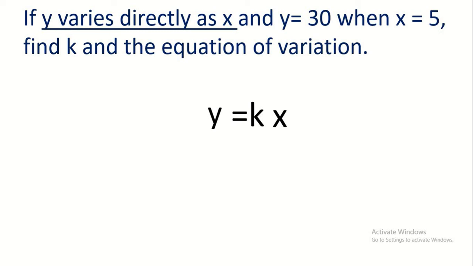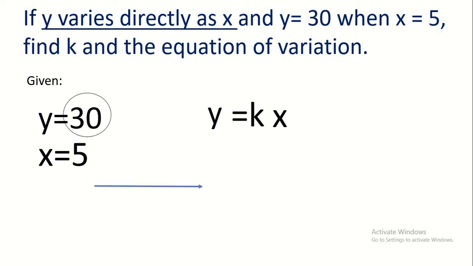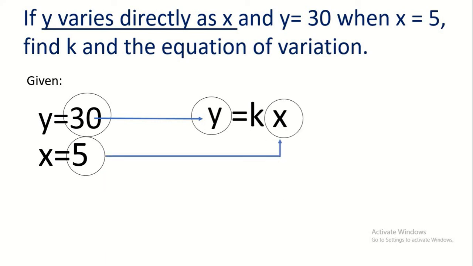Okay? So, kunin muna natin ang mga given, which is y is equal to 30 and x is equal to 5. So, from the equation y is equal to kx, so si 30, ililipat lang natin kay y, and si 5, ililipat lang natin kay x. So, ganun lang siya kadali. So, si y is 30 and x is 5.